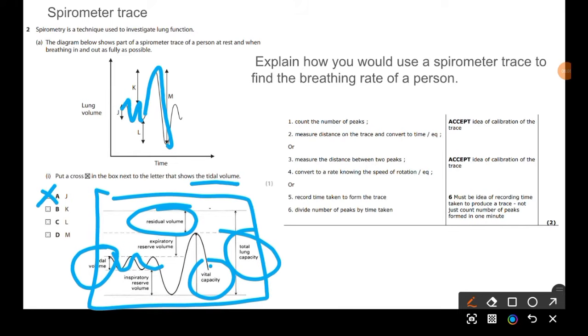Explain how you would use this spirometer trace to find the breathing rate of a person. So you count the number of peaks and then measure the distance on the trace and convert it to time. And with this, we are done with 7b.